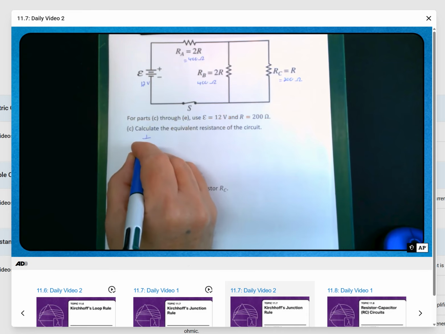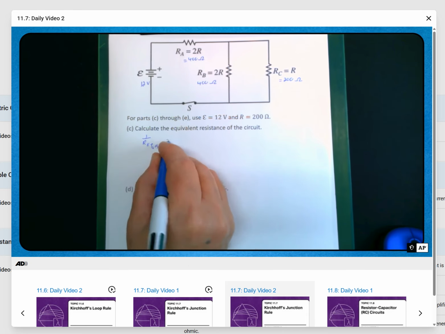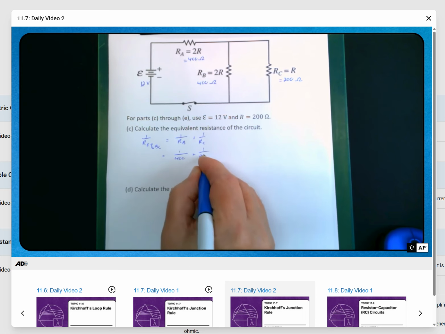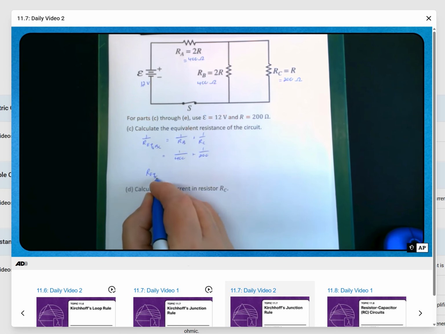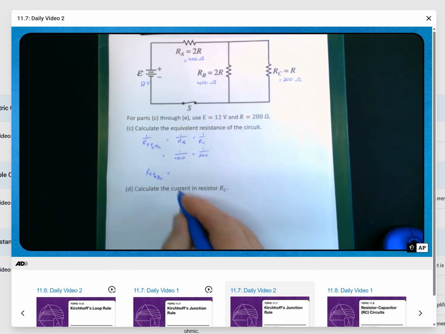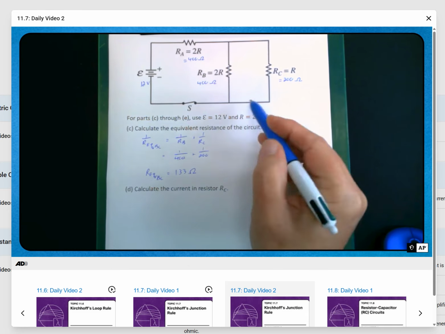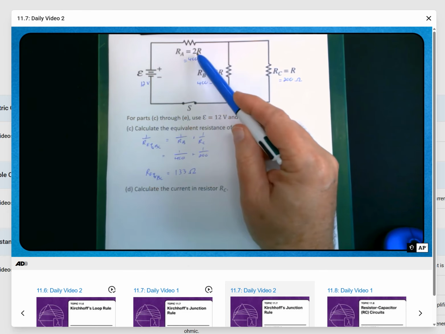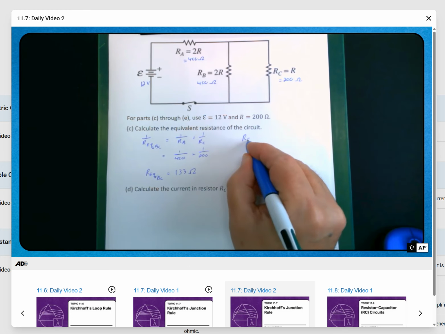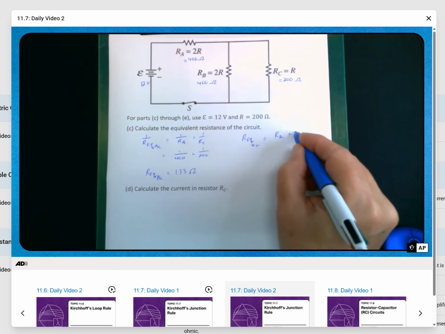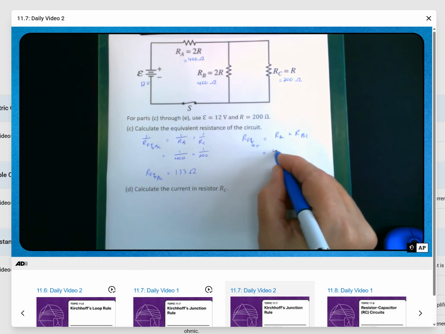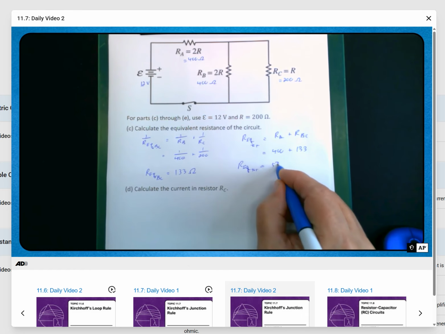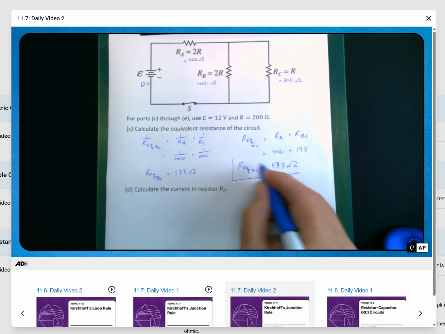So 1 over R equivalent, let's call it R_BC, is equal to 1 over resistance B plus 1 over resistance C. That would be 1 over 400 plus 1 over 200 ohms. The equivalent resistance across BC, I'll leave you to your calculator to do that, comes out to 133 ohms. But that's only part of the story. We've replaced B and C with their equivalent, but now we have to replace A with its equivalent. So now we have a 400 ohm in series with 133 ohm. So the equivalent resistance for the entire circuit would be RA plus RBC, which is 400 ohms plus 133 ohms. The equivalent resistance for the entire circuit is 533 ohms. Sorry, I was a little messy there.